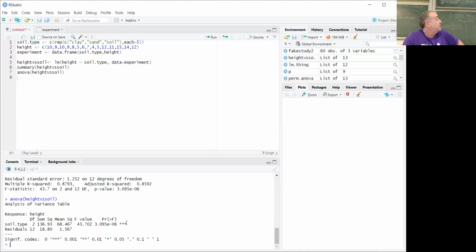And so that's saying it's actually 0.000003095, which is very small. And so since that p-value is less than 0.05, I would conclude that at the 5% level, I reject the null hypothesis and conclude that not all the means are the same. And therefore conclude that there is evidence to suggest that soil type affects height. Well, is related to height. I don't know if it really affects it because I don't really know how the experiment was done, but that soil type is related to height.